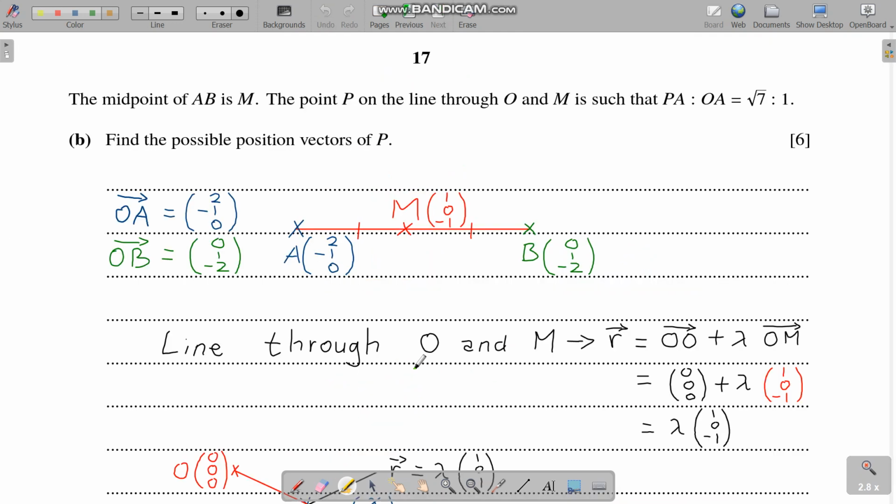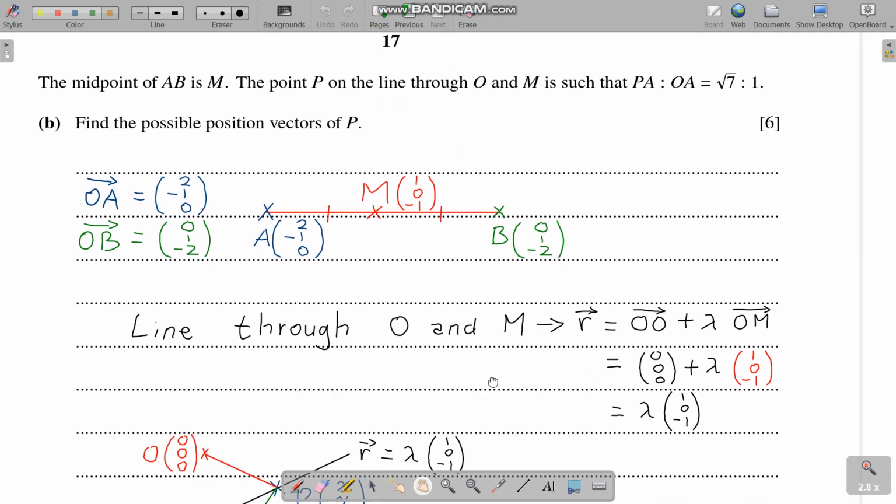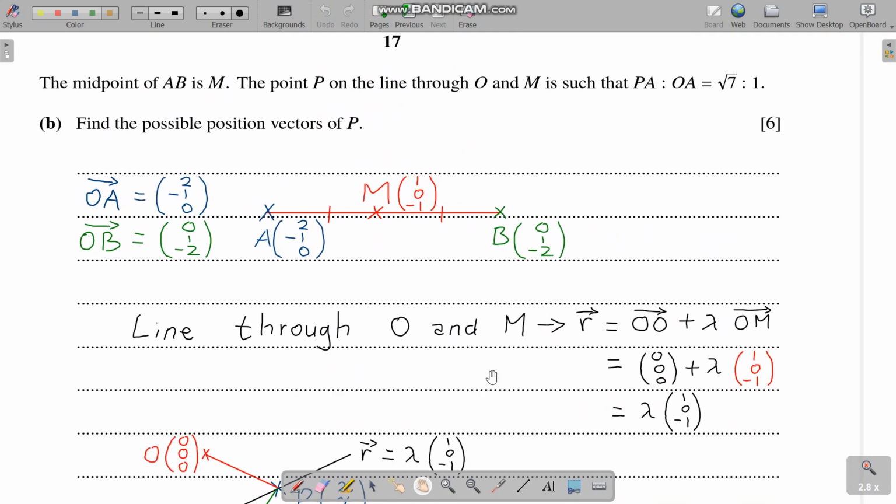The midpoint of AB is M. The point P is on the line through O and M, such that PA is to OA is root 7 is to 1. Previously we know OA, we know OB, and we can just draw a simple diagram. Let's say this point is A, this point is B, and M is the midpoint, exactly in the middle between A and B.